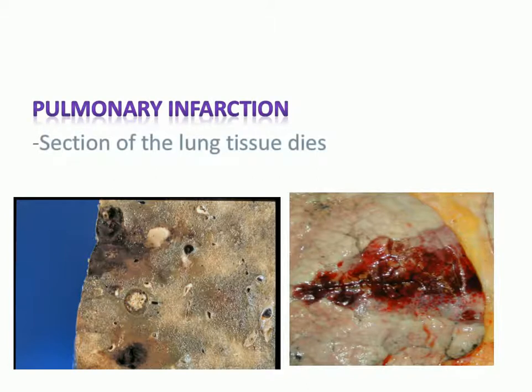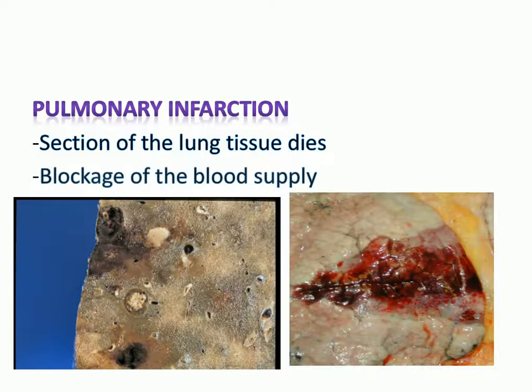Pulmonary infarction is the phenomenon which happens when the lung tissue dies, and what causes the lung tissue to die is the blockage of blood supply. We know that the lungs are supplied by pulmonary arteries, and when there is a blockage of blood supply to a certain section of the lung, this will cause what we call pulmonary infarction.